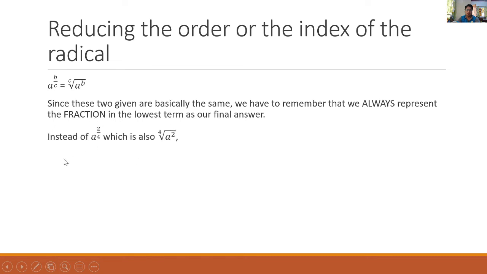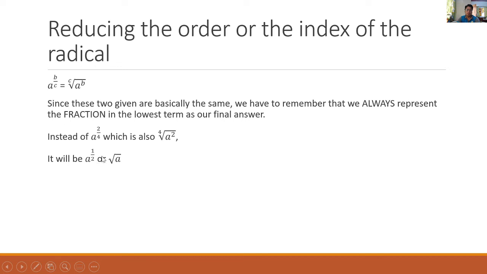Okay? So instead of writing a raised to 2 over 4, which is also the fourth root of a squared, again, kung napansin po natin 4 ito, square tayo dito. Ito yung given. Instead, it will be a raised to 1/2. Saan nanggaling yung 1/2? Sa 2 over 4. We simplify yung fractions po natin.